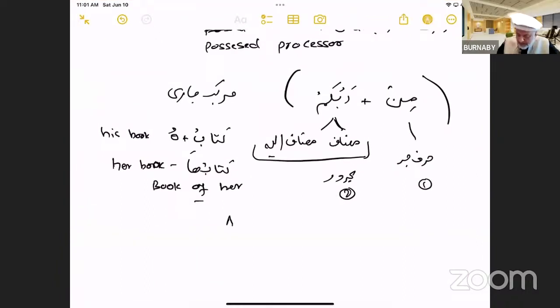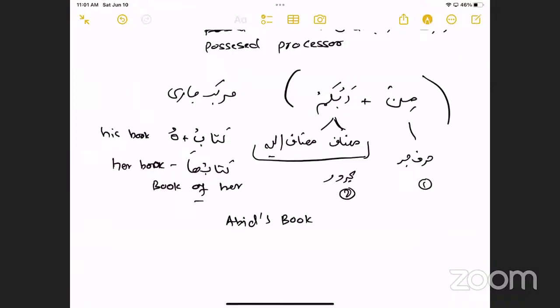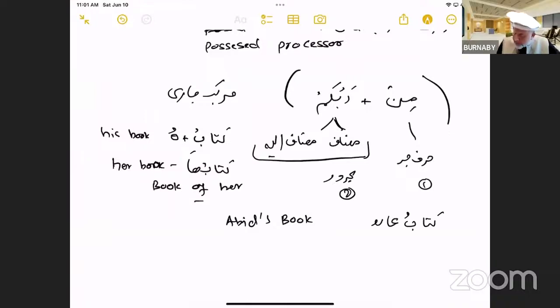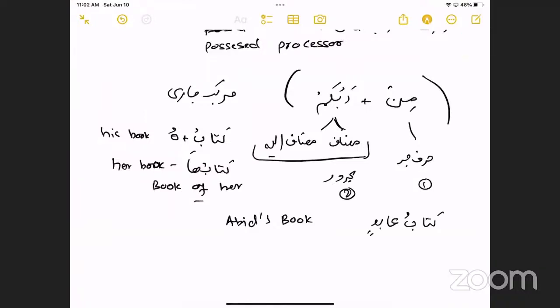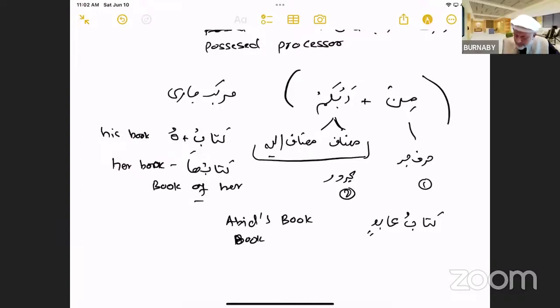I can say Abid's book. Agree? Yes. So it's going to be Kitabu Abidin. Agree? Okay. So I can also say book of Abid. So trying to understand that anytime you see the word of or this apostrophe, that will come with a combination of a noun and an attached pronoun, right? Or a noun and another noun.